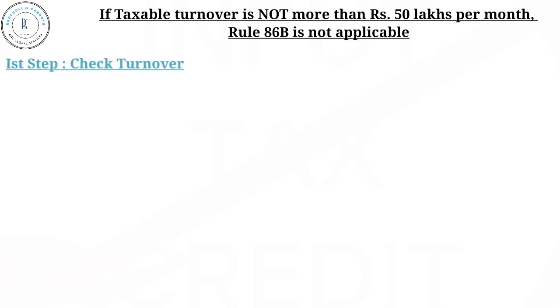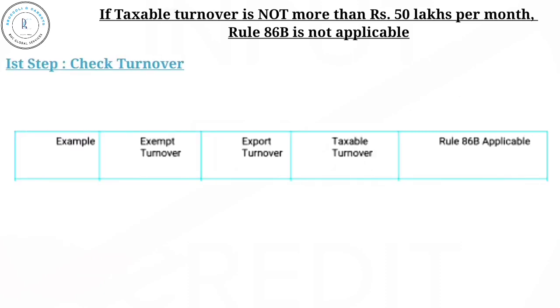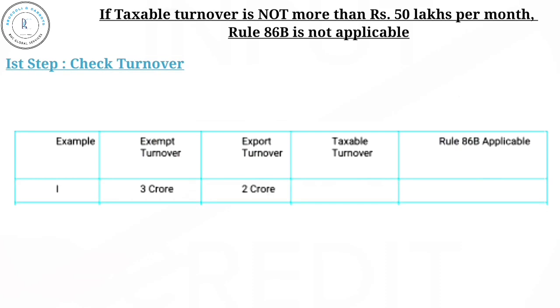First step: check turnover. Exempt turnover, export turnover, taxable turnover. Rule 86B applicable? Example 1. Exempt turnover is 3 crore. Export turnover is 2 crore. Taxable turnover is 46 lakhs. Is Rule 86B applicable? No.